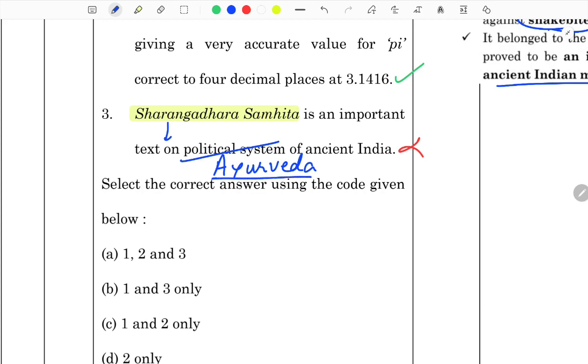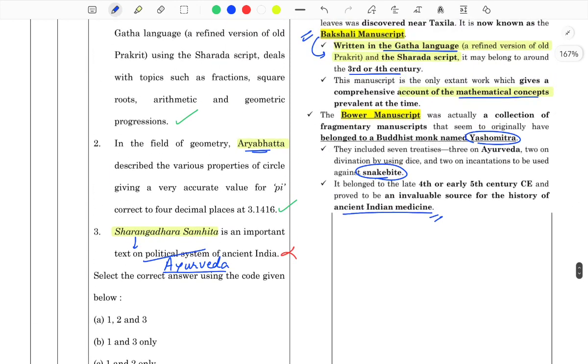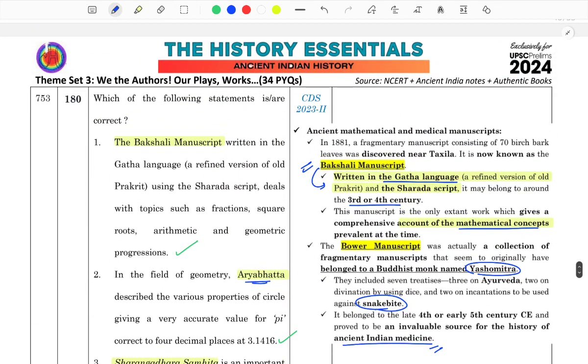Okay, so this was your last question, and with this we are done with another most important theme set, number 3, which is about your authors and whatever text they left behind for all of us. Okay, so this is it for your this theme set 3. I hope you enjoyed this set. Thank you so much.